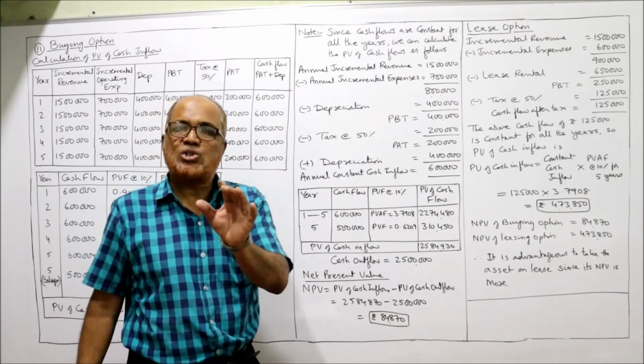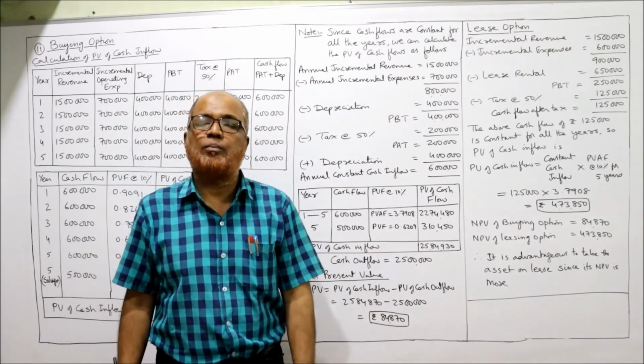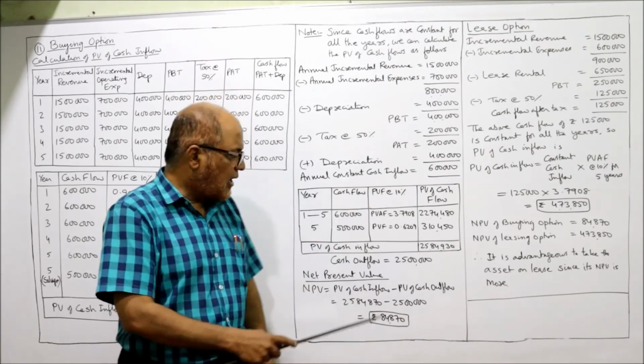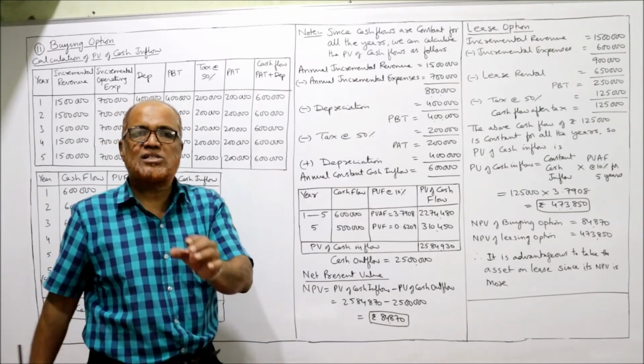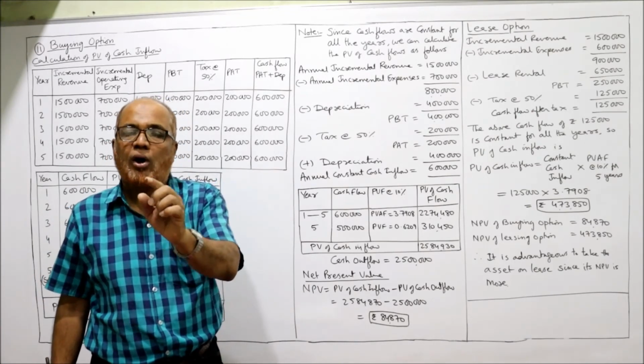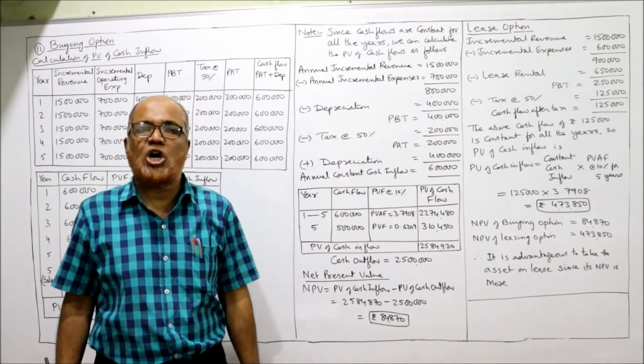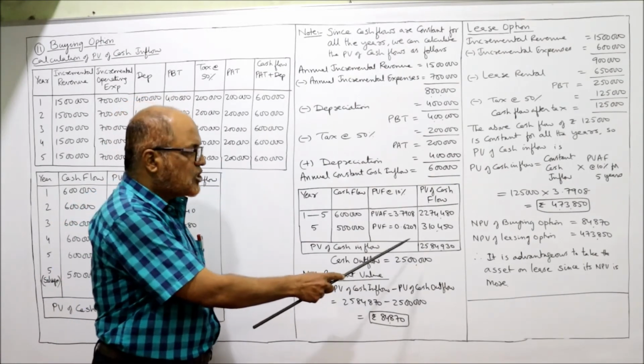Now, cash outflow. What is the cost of the machine? 25 lakh rupees is the cost of the machine. Now, net present value, NPV. So, NPV is equal to PV of cash inflow minus PV of cash outflow. So, what is the PV of cash inflow?